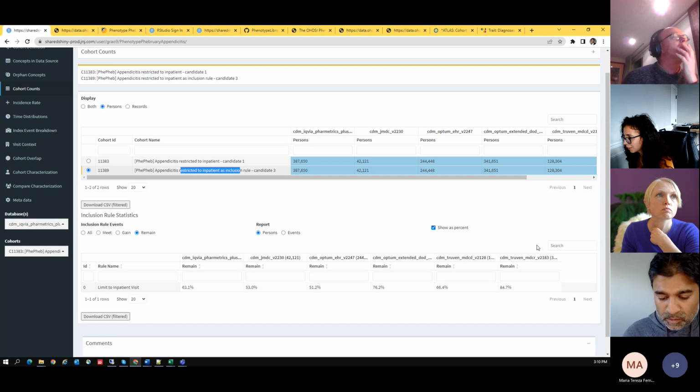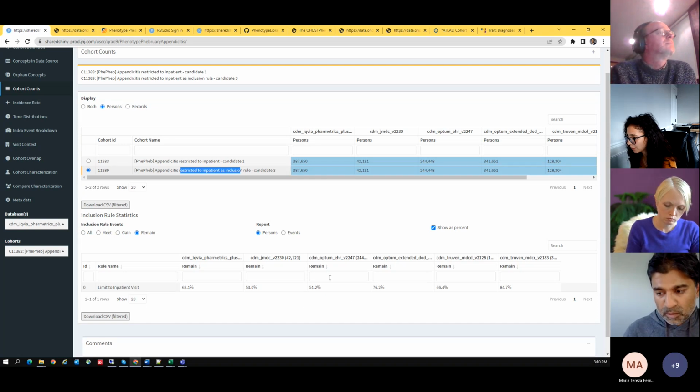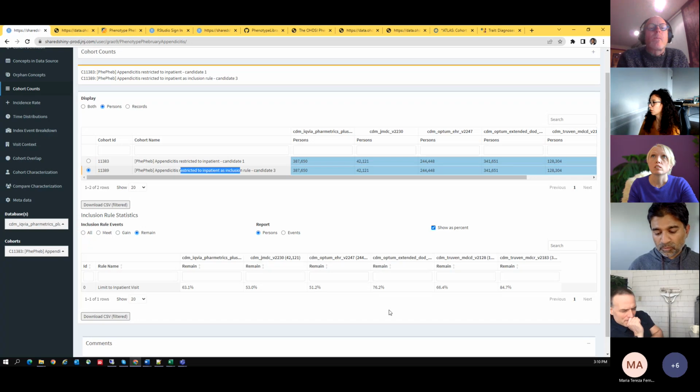I have about 50%. I lost about 50% of the events. In JMDC, I lost also close to 50%. In Phimetric, I lost close to 40%. So I lost somewhere between 50% to 16% across these databases. Some of them might be true cases.